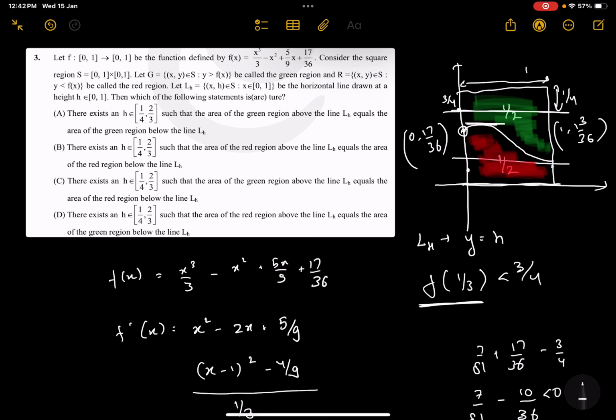Which means at the line h equals 3/4, the line will bisect the green area. So we don't get any option from that. And similarly, for the line h equals 1/4, this line will bisect the red area. So we get option B.